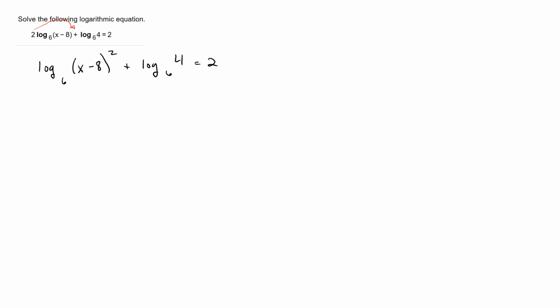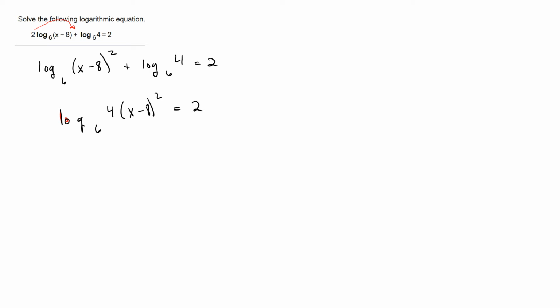And property 1 says that when we add logs, we can multiply the 4 and the (x minus 8) squared. So we have logarithm of 4 times (x minus 8) squared base 6 equals 2.